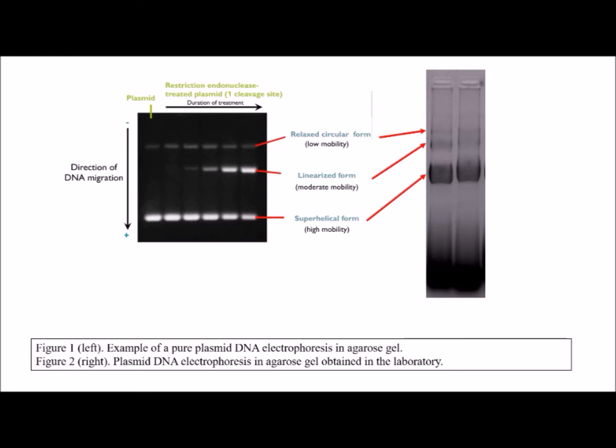When plasmid DNA is extracted without impurities and run in an agarose gel, it is possible to observe three main bands. From bottom to top, the first one will be the superhelical form of the plasmid, the second the linearized form, and the third the relaxed circular form. In the left image, it is possible to clearly observe these three bands. On the other image, which is the one obtained in the laboratory, it is possible to see the same three bands, although not as clear as in the other image.